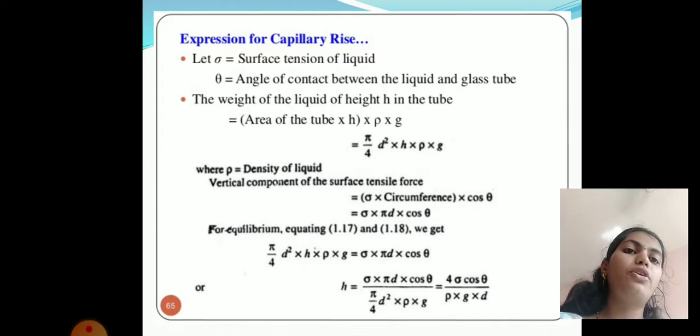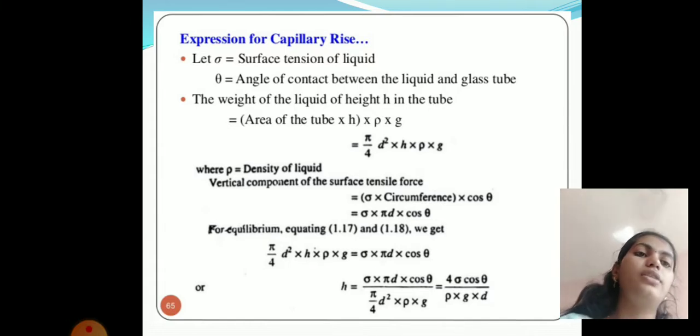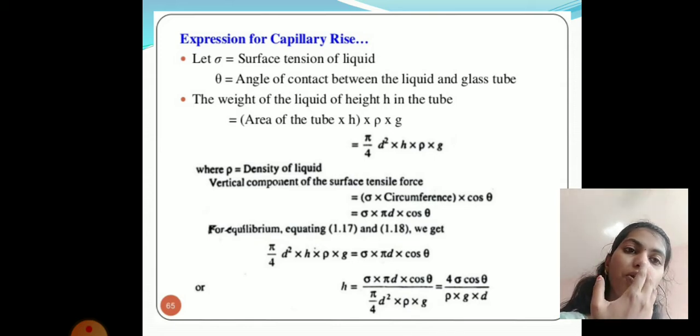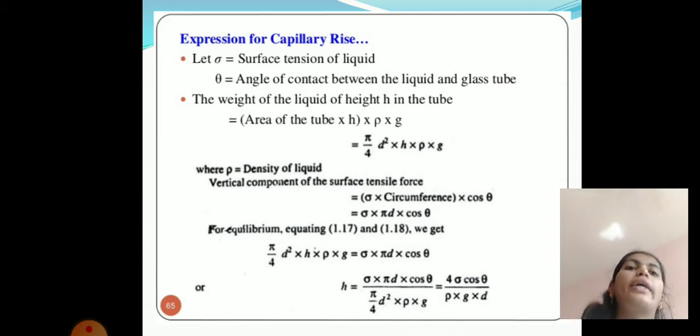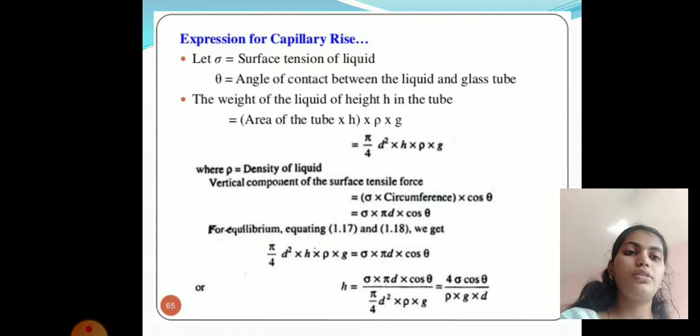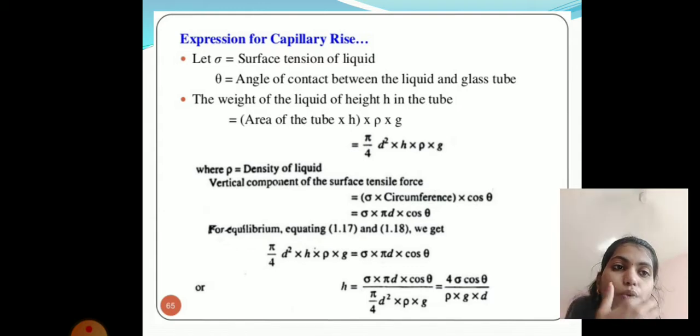The vertical component of the surface tensile force is here. We have to see there are two formulas. There is a formula of the vertical component. This formula is important for our exam, and we have to use it to solve problems on capillary rise. We use this formula to find the vertical component of the surface tensile force: sigma into pi d into cos theta.